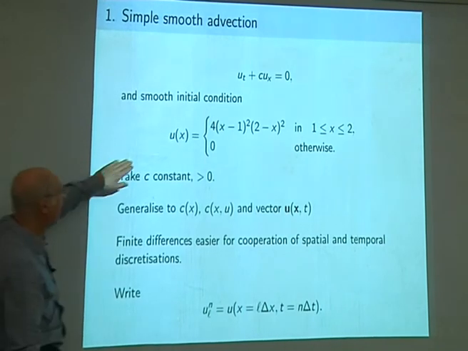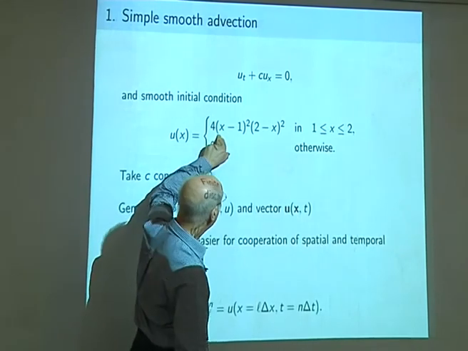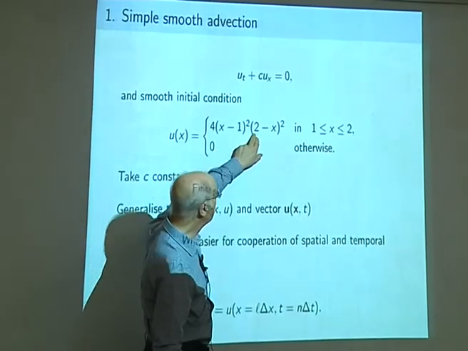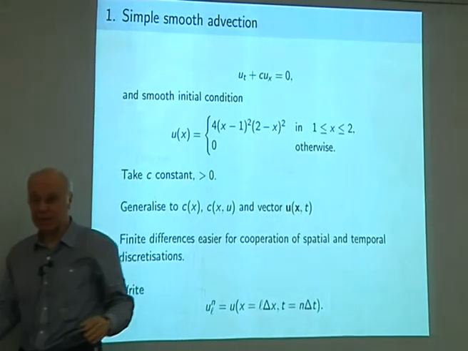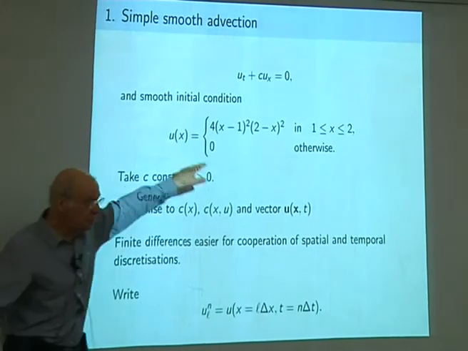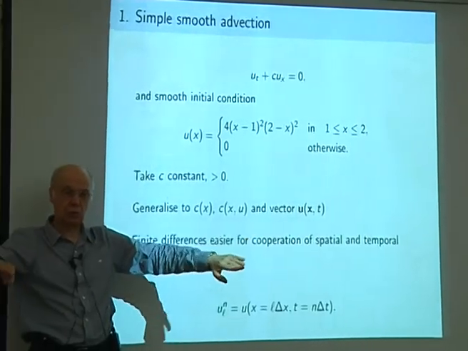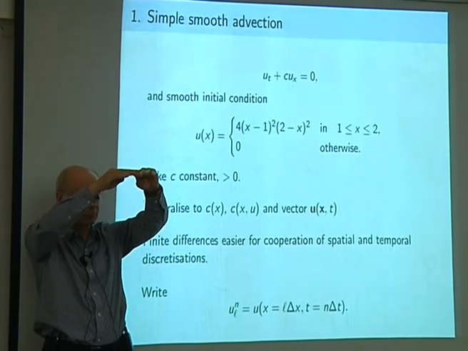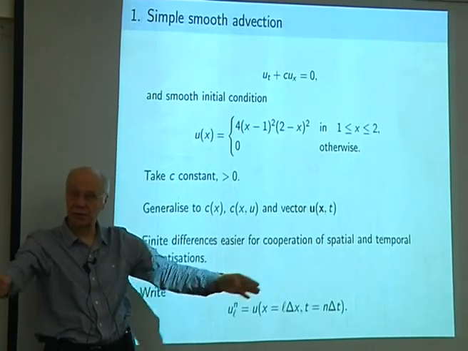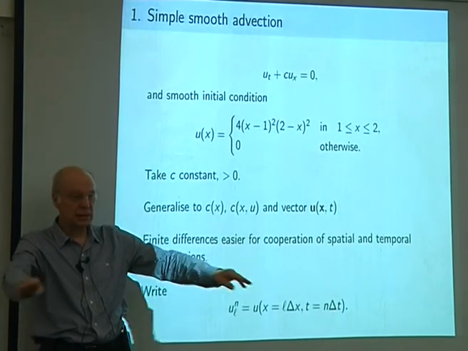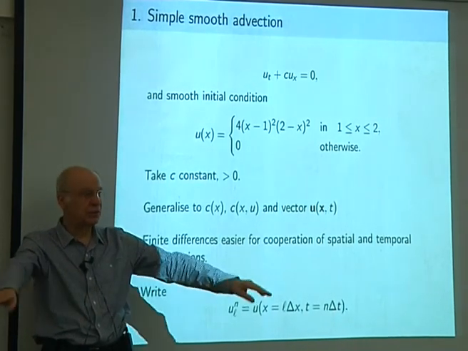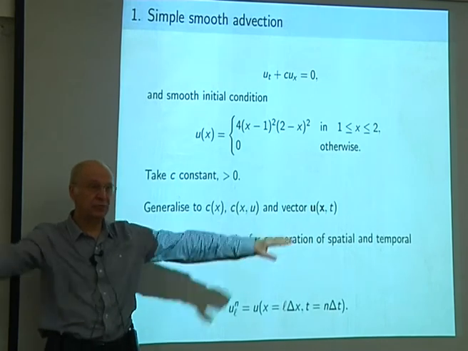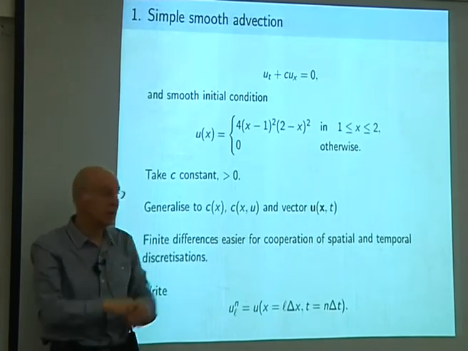I've got here an expression (x minus 1) squared and (2 minus x) squared. This means that the data is 0, and then it comes quadratically up to a maximum value of 1, and it's quadratically down to 0. So it goes nicely to 0. The function and its derivative are 0 at the join between the 0 data and the non-zero data.